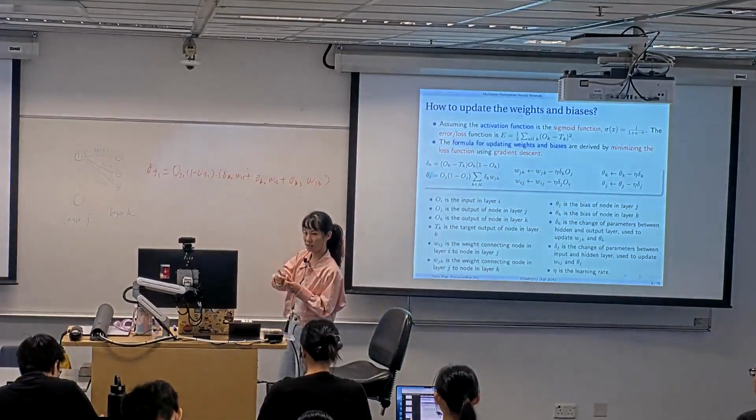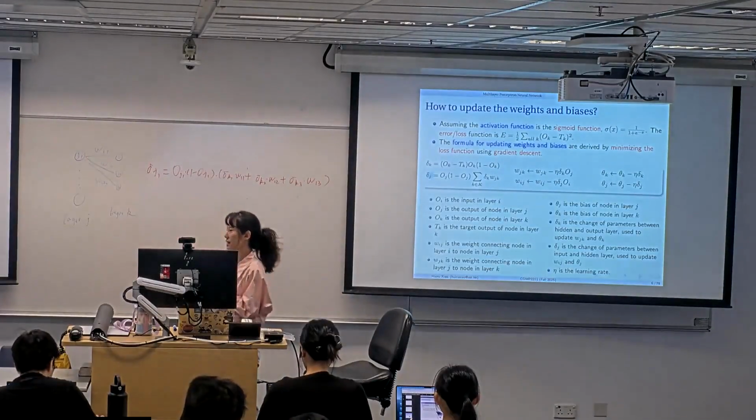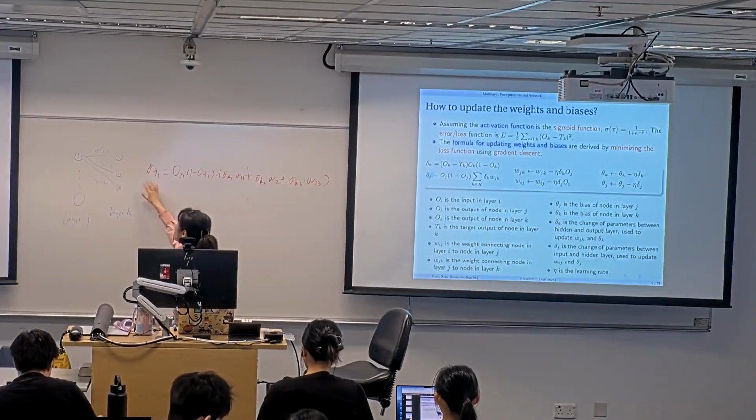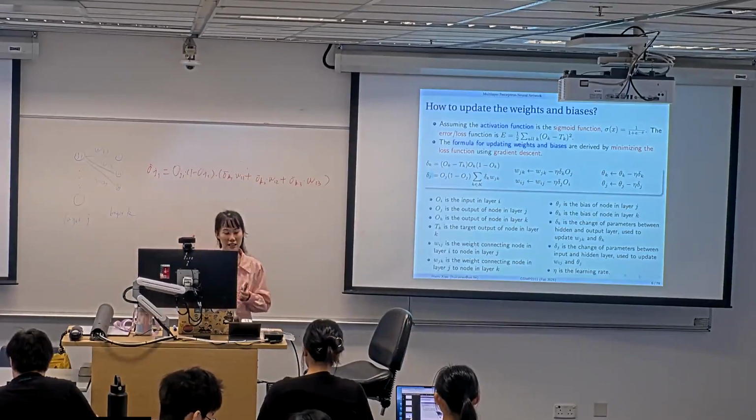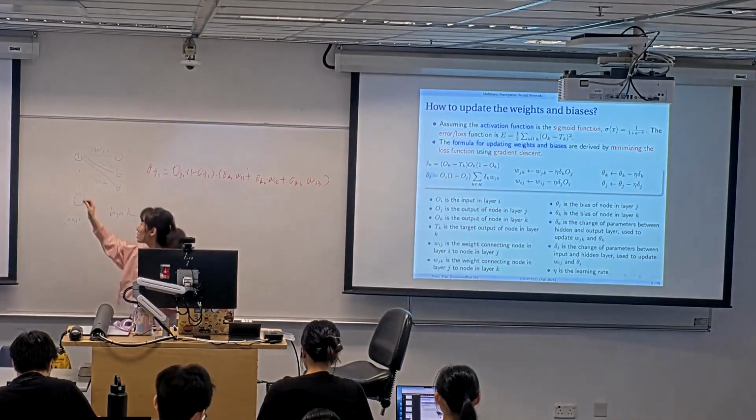So this is specifically how we compute delta J1 in this example. Then after you compute delta J1, you can use it to update all the parameters associated with this node J1.